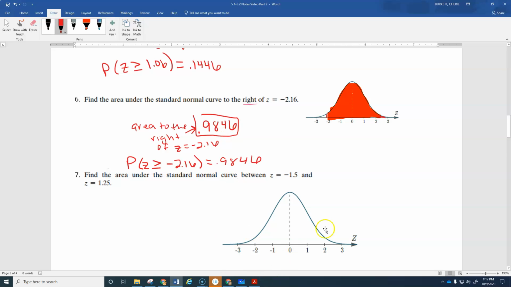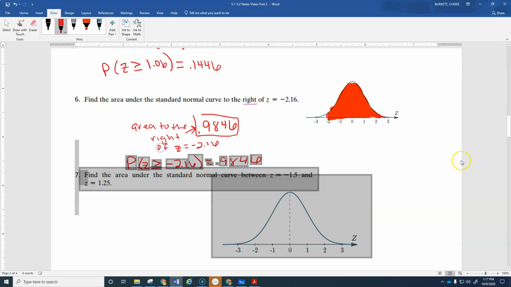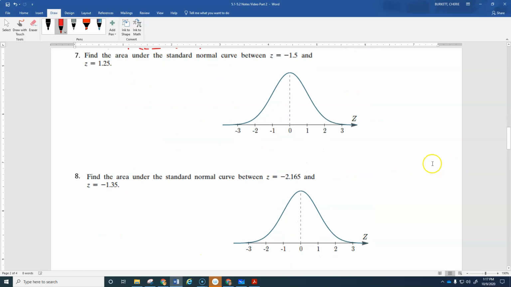Now let's go do between. So, if you're doing between, graphically, here's what it looks like. Negative 1.5, that is halfway between 1 and 2. Try to go straight up from that. Negative 1.5 and 1.25, that's a quarter. So we're talking about this in between here being shaded.